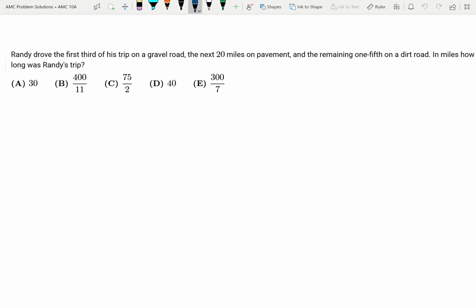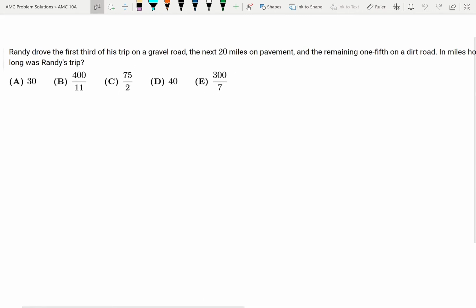Randy drove the first third of his trip on a gravel road, the next 20 miles on pavement, and the remaining 1/5 on a dirt road. In miles, how long was Randy's trip? So I'm going to break this down into 3 parts: Part 1, Part 2, and Part 3.